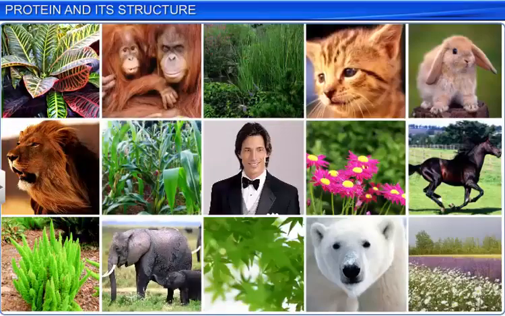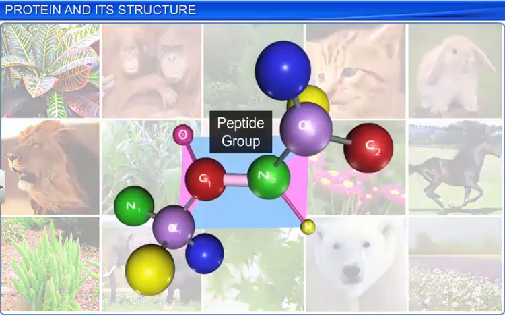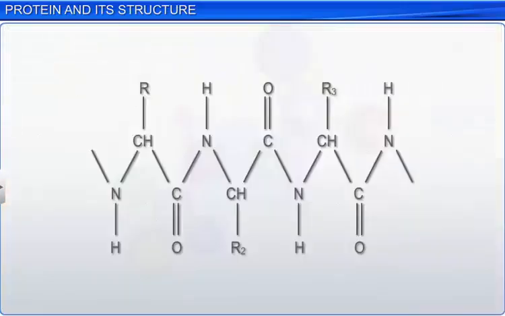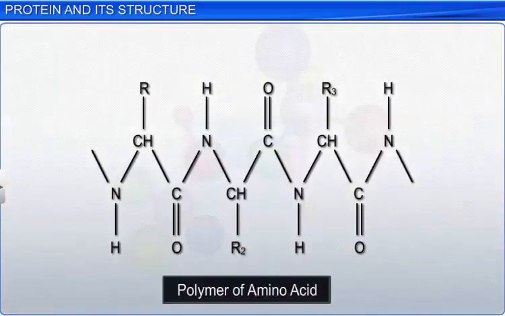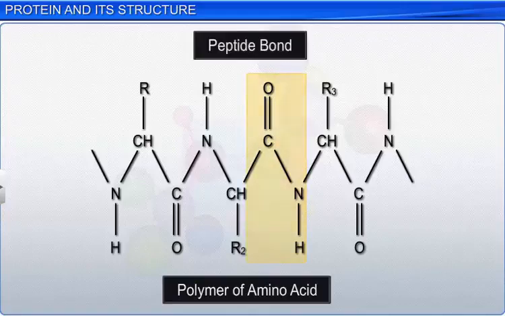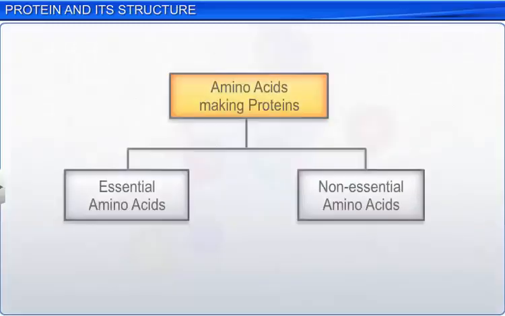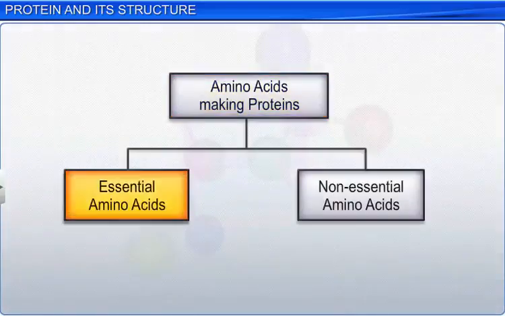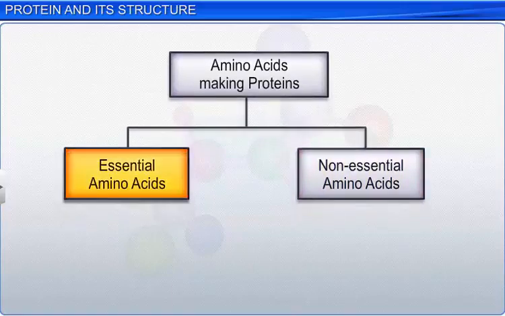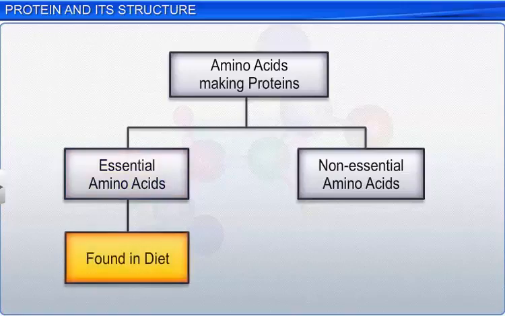Proteins are important biomolecules needed by all living organisms. They are polymers of amino acids arranged in a linear chain and linked by peptide bonds. Therefore, they are also known as polypeptides. Amino acids that go into the making of proteins can be essential or non-essential. Essential amino acids are found in our diet, while non-essential amino acids are synthesized by our body.